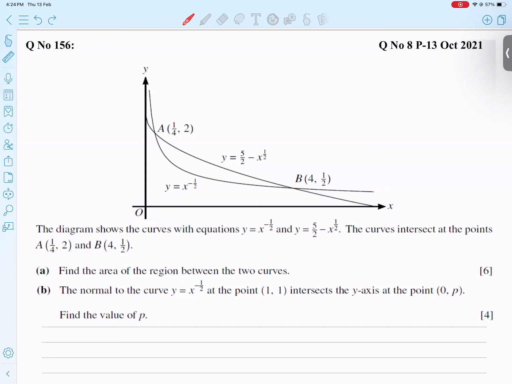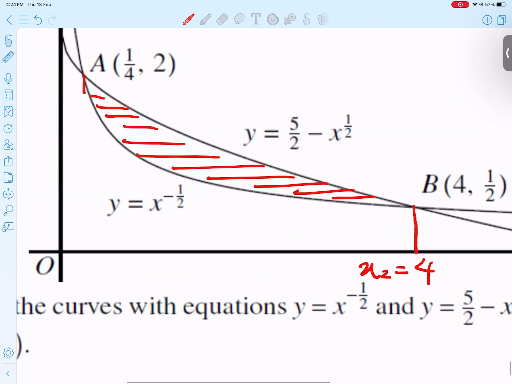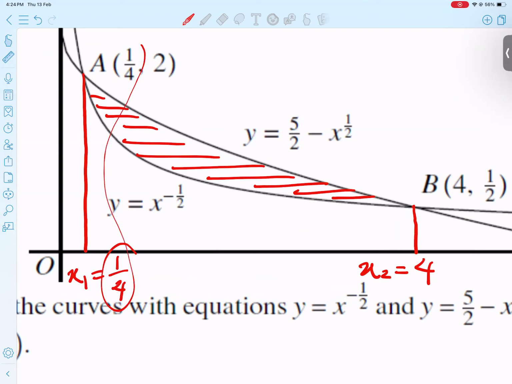We are asked to find the area covered in the region between two curves. So actually we're looking for this. How to get this one? First of all, I need the points of intersection. This is x2, which is 4, and this is x1. You can see it here, x1 is 1 over 4, because we only look at the x value.